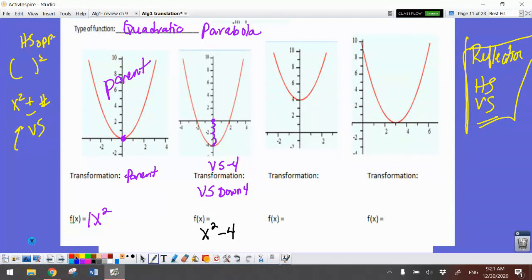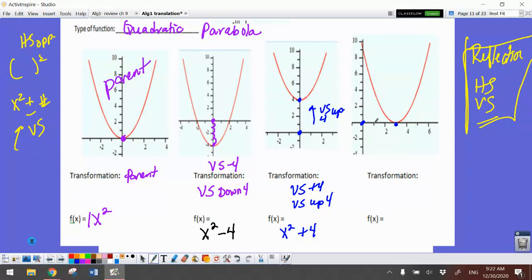All right, look at the next one. What happened from (0, 0) to here? That is a vertical shift up of 4, so VS plus 4. My function would be x squared plus 4.